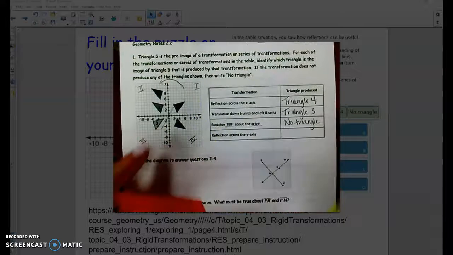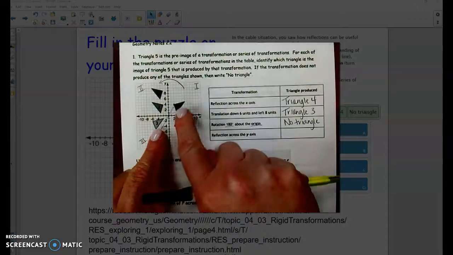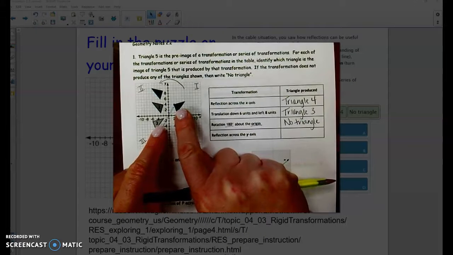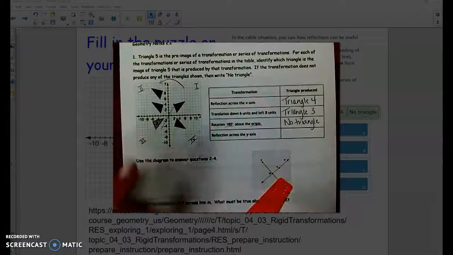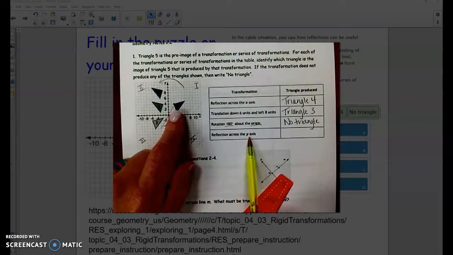Okay, remember that this is going to be turning as it's rotating. So it won't look exactly in the same orientation as triangle 5. It'll be facing a different direction. All right, in the final one, starting back at triangle 5, we're reflecting across the y-axis.